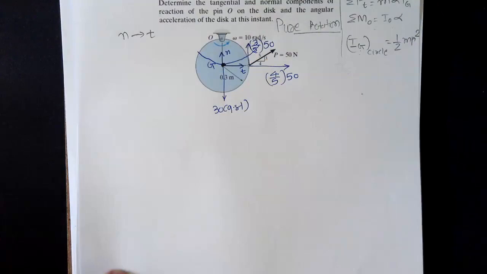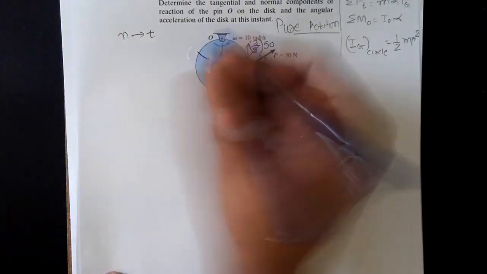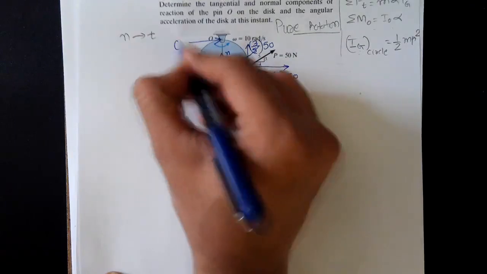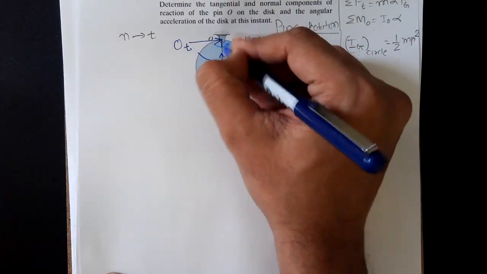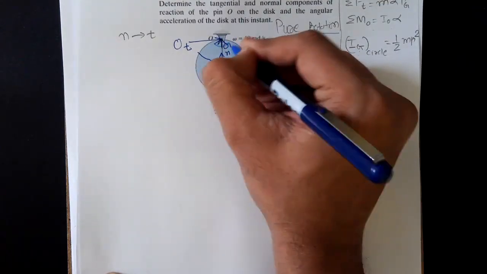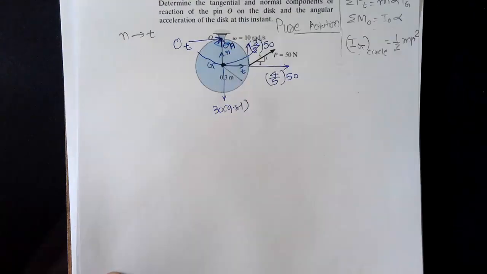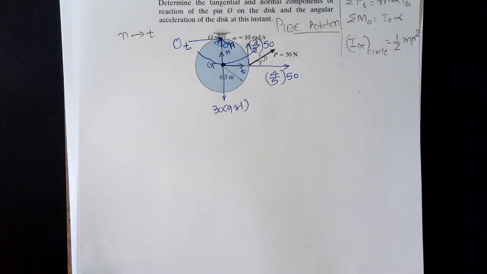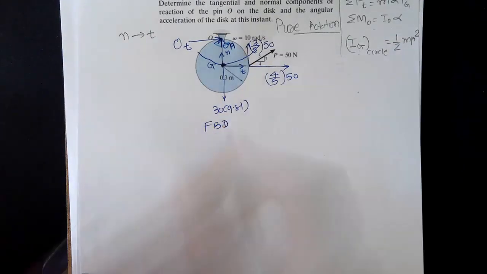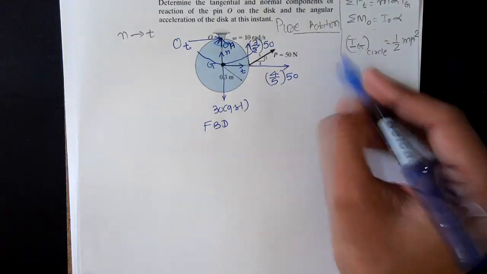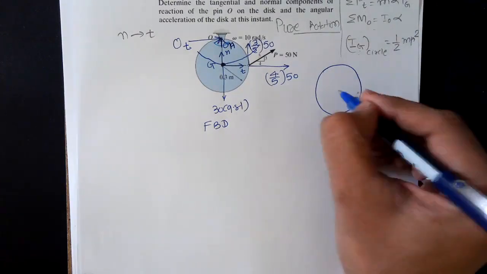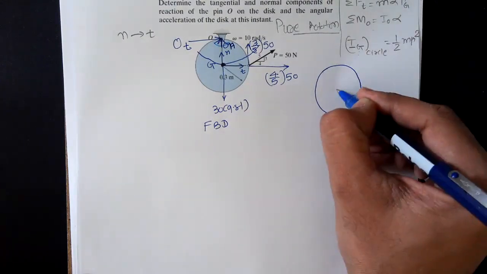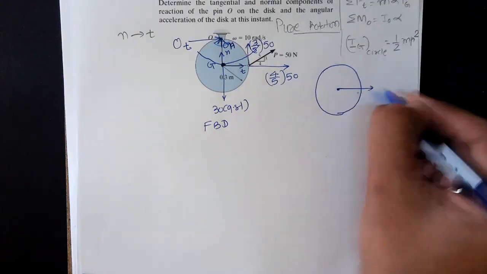multiplied by 50. And then we also need to consider the reaction forces at pin O. So let's call this the tangential component of the reaction at O, and this is ON, which is the normal component of the reaction force at O. Okay. And that's our free body diagram. And our kinetic diagram, I'm drawing it here, is as a result of these forces, the center of mass has some tangential accelerations.